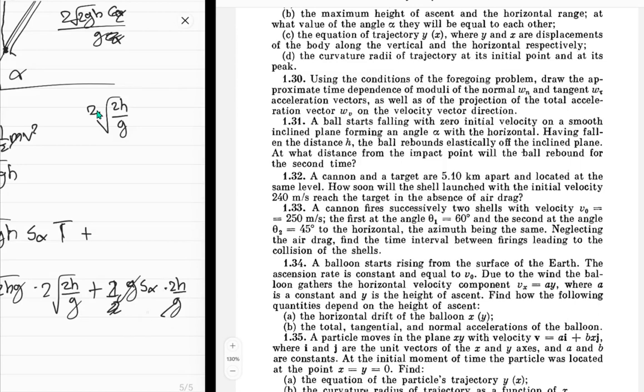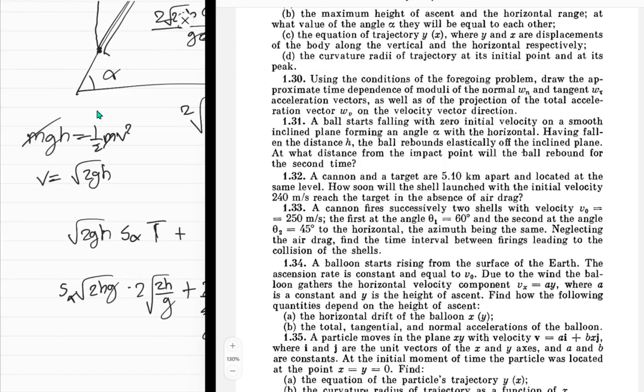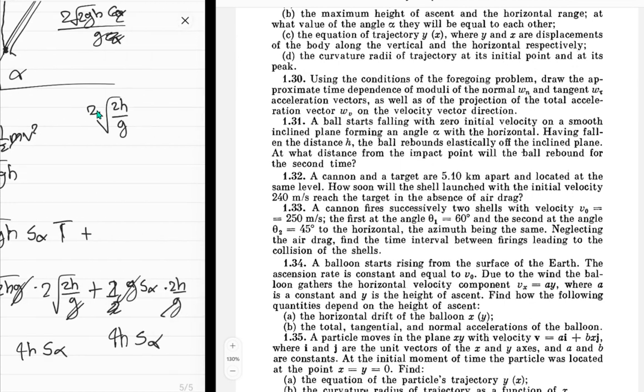So this cancels. This is 4h sine alpha, and this thing, this cancels, just have 2, and then okay, 2 times 2, 4, 4h sine alpha over there as well. This is awesome. So we have 8h sine alpha as the answer.